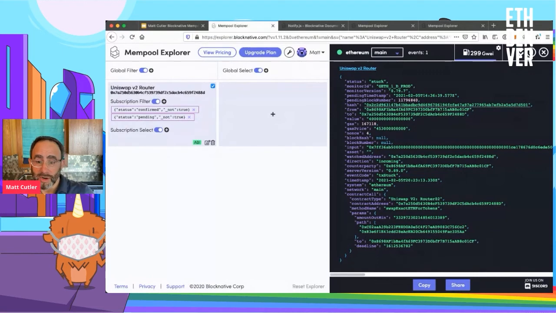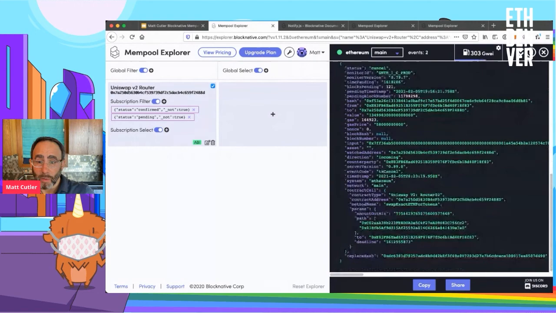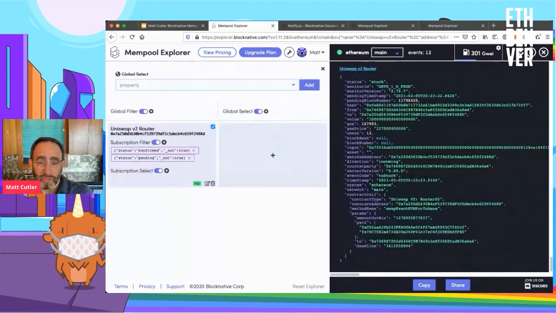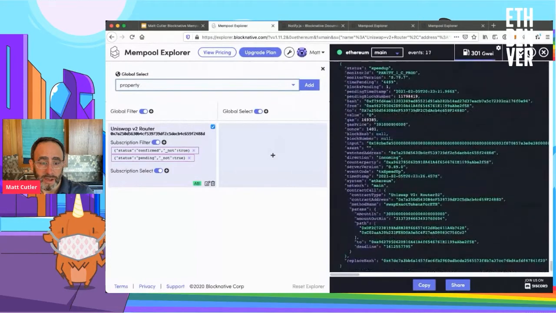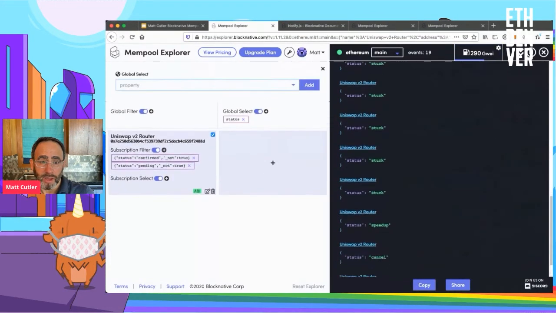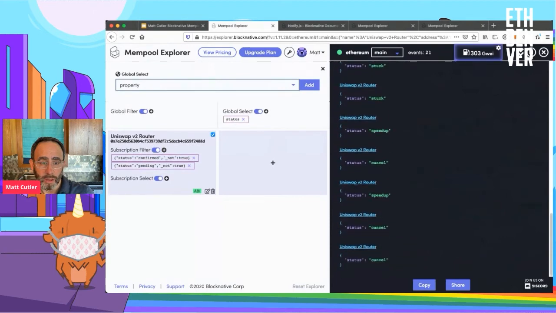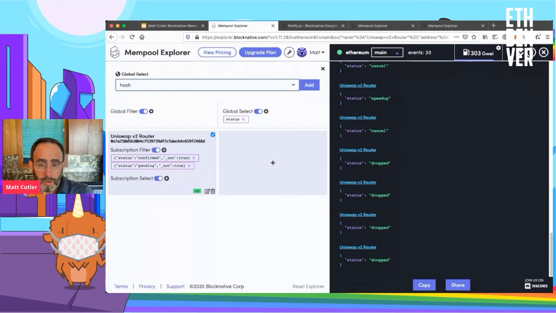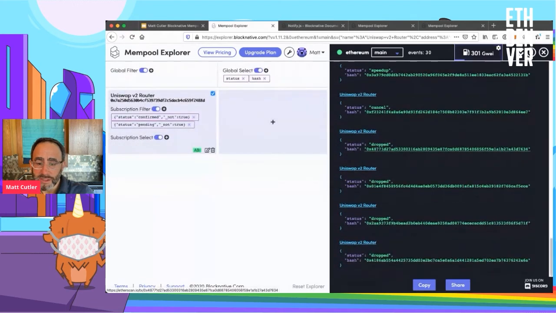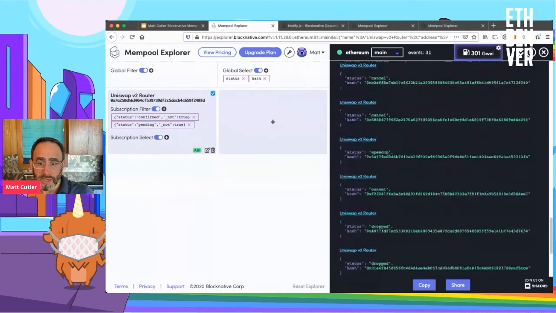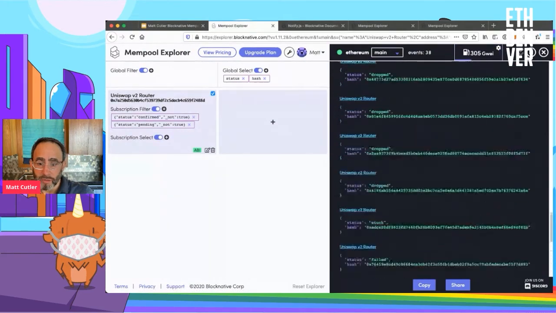Oh, here's a stuck transaction. And you'll see these events come in. Now, by the way, there's a lot of data here, so we can actually filter out the payloads. Let's just look at status. Going to add that, and I'm going to look at hash here as well. There's hash. Whoops. Add that, and now we can see dropped transactions, canceled transactions, speed up transactions. I'm just going to stop the auto scroll here.